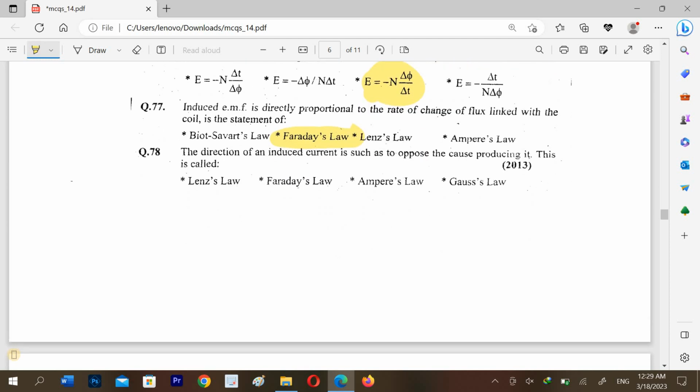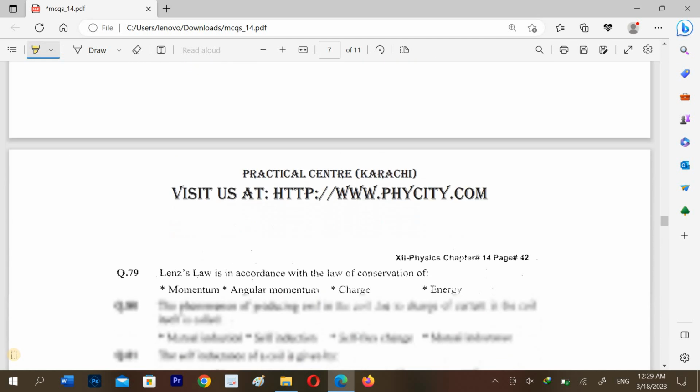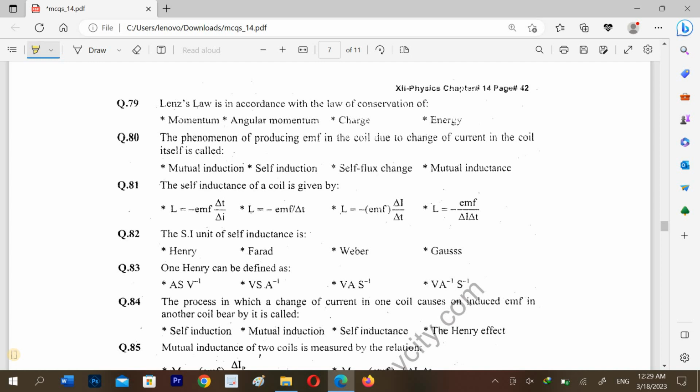The direction of an induced current is such as to oppose the cause producing it. This is called Lenz's law. Lenz's law is in accordance with the law of conservation of energy.